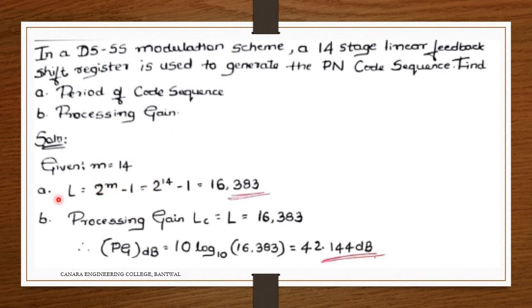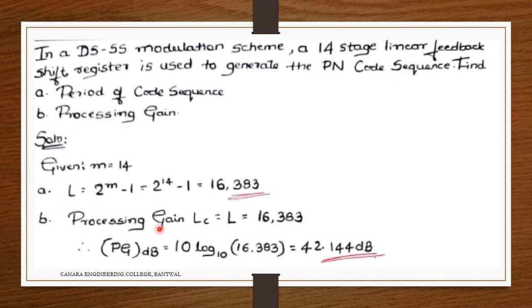Given M is equal to 14. What do we need to get? L, the period of the code sequence. L is equal to 2 to the power of M minus 1, which is equal to 2 to the power of 14 minus 1, which is equal to 16,383. So this is the period of the code sequence of a 14-stage linear feedback shift register.